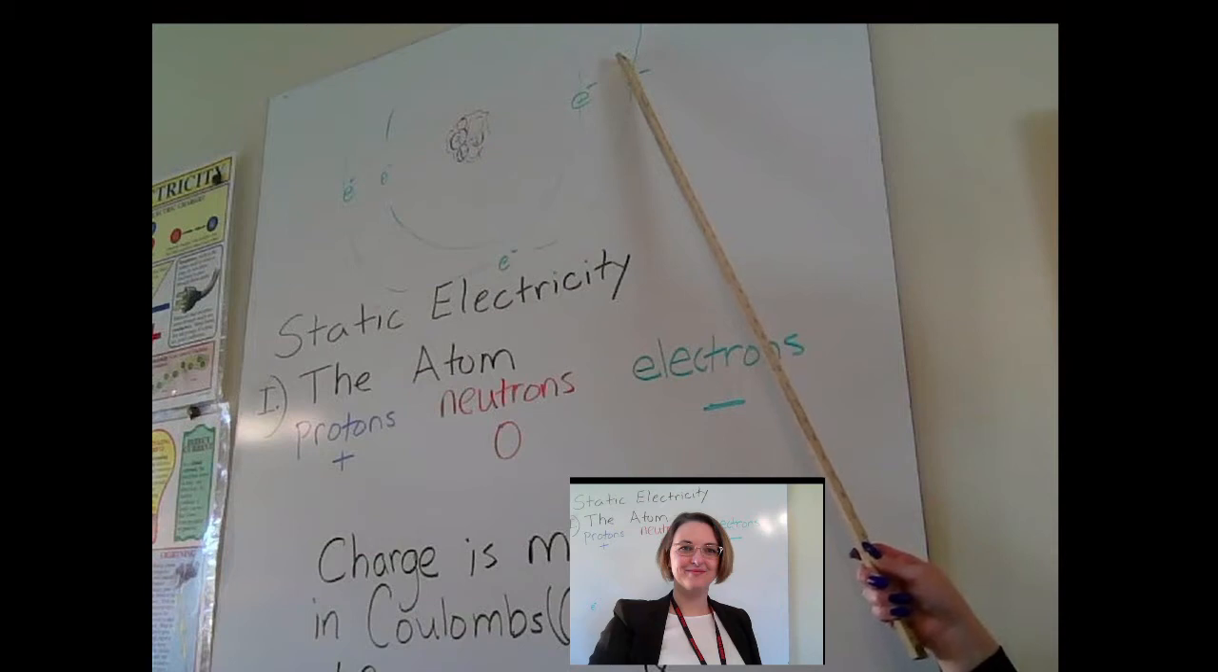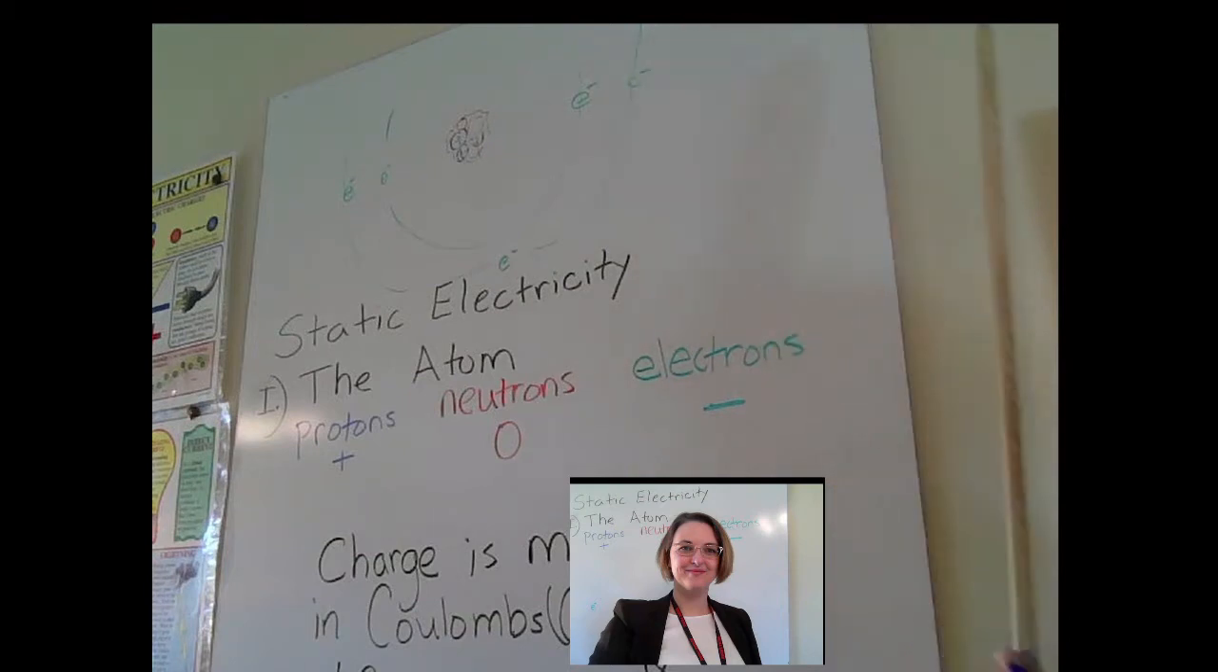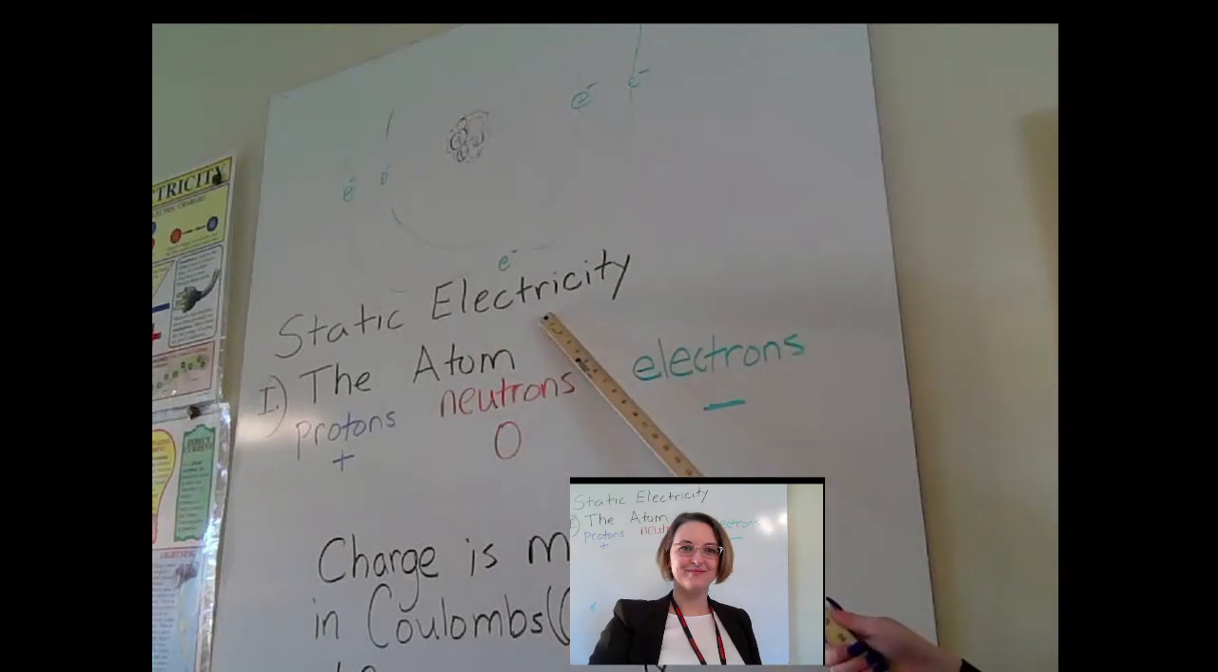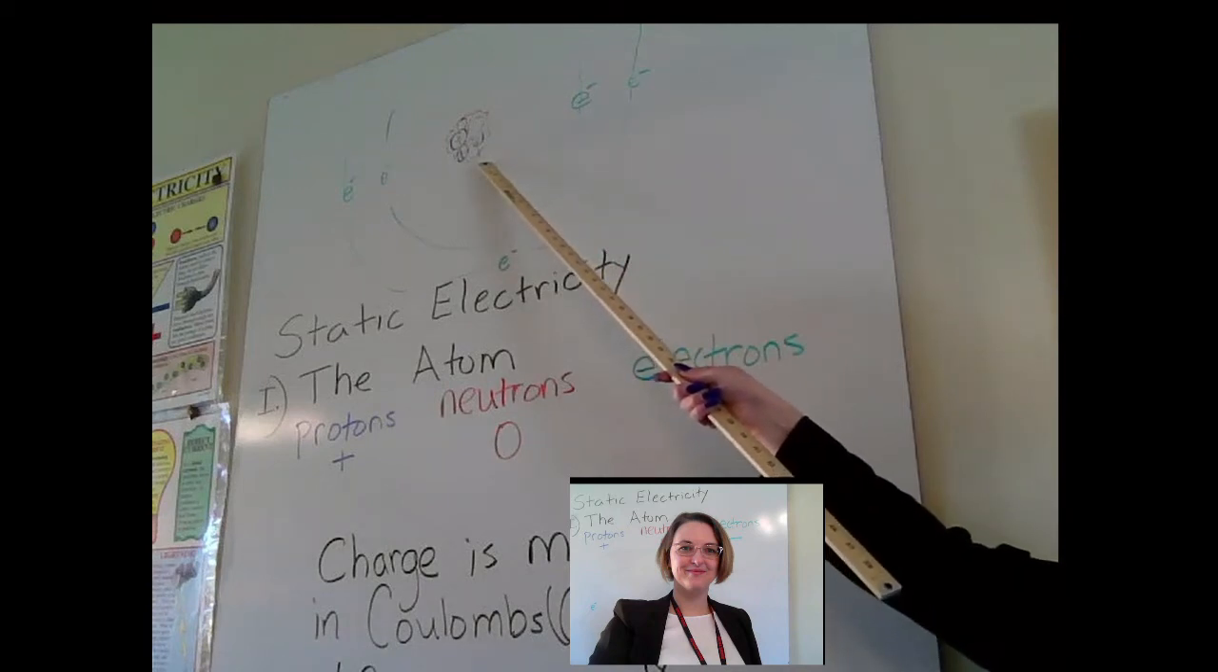Electrons will move from atom to atom. The fact that the electrons move from atom to atom is the essence of electricity. In static electricity, we focus on the movement of the electrons, and we understand that the protons stay put in the nucleus.